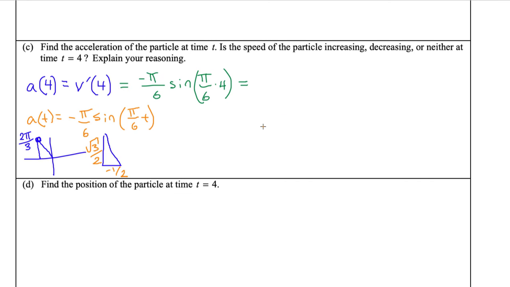So I come over here and say this is equal to, I still have this negative pi over 6 that I have to deal with, so I'll leave that. Negative pi over 6. And then this sine of pi over 6 times 4, all that stuff is square root of 3 over 2. So times square root of 3 over 2. All right. And then finally I do some simplification. I just squish all of this together. So I get negative pi root 3 over 12.